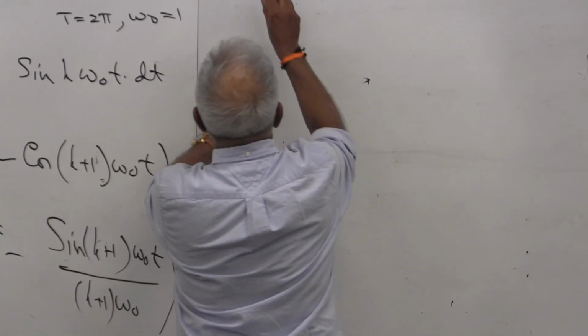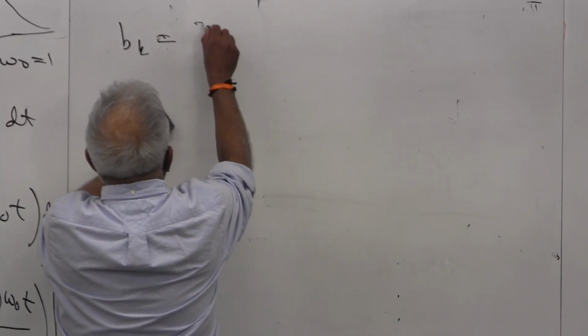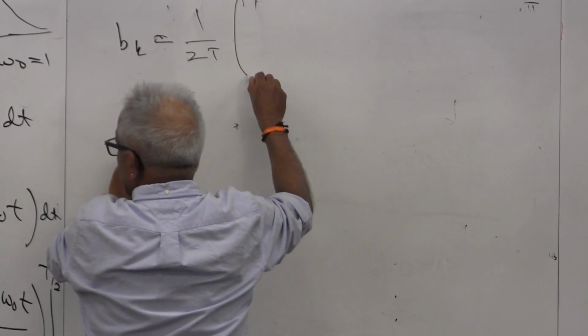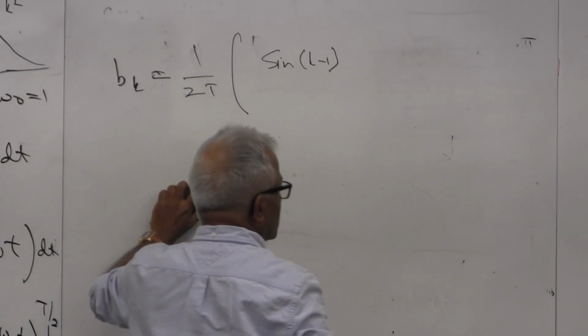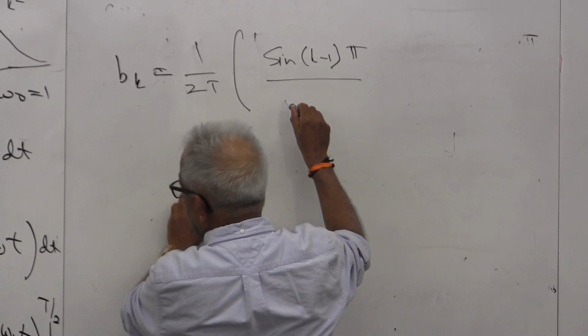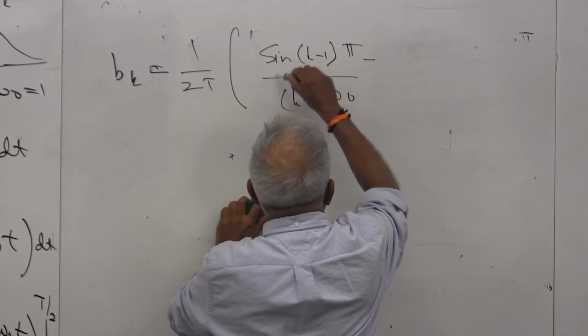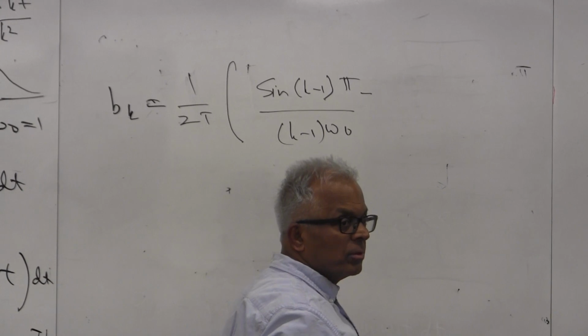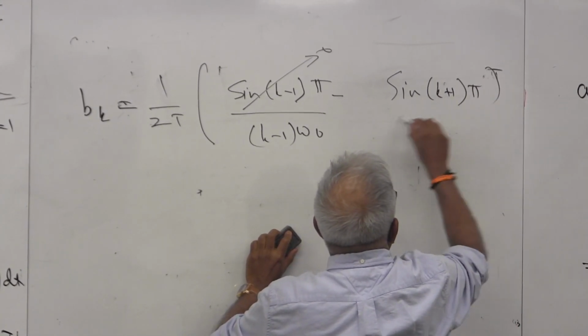So we have ak there. So bk will be, the bottom limit is 0. What about the top limit? So what is the bk value? 1 over 2t. Look at the terms. Sine k minus 1 omega naught t is 2 pi by 2, which is pi, minus 0. Sine 0 is 0. K minus 1 omega naught, what is the value of this? Sine of multiples of pi is also 0, right? And same thing here, sine k plus 1 pi.